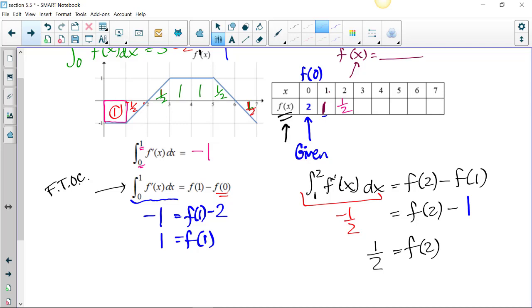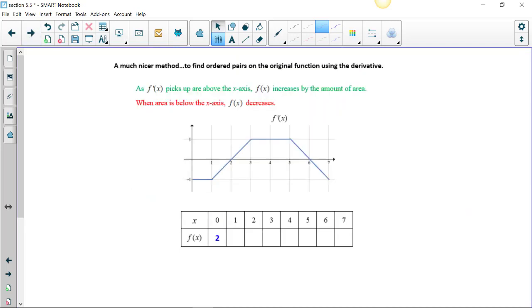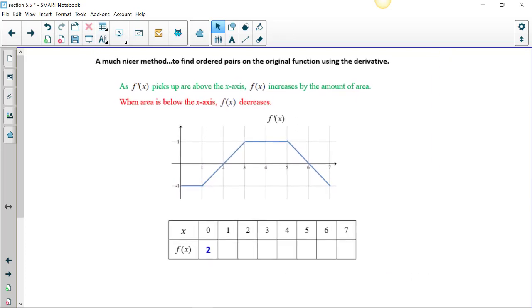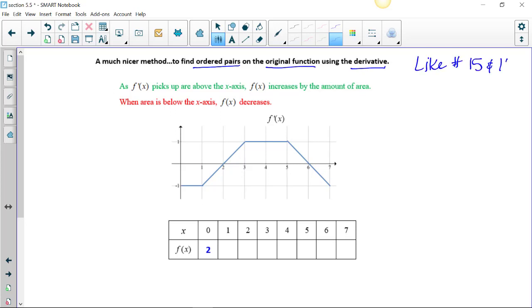All right, so there's a much nicer way to do this if we understand that idea. We can find ordered pairs on the original function by using its derivative. And I will say this is like number 15 and 16 in your homework. I'm not sure what page that is. 267. Okay, and there are no examples of this in the book. So you want to use this example here.